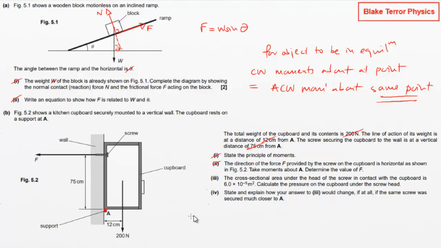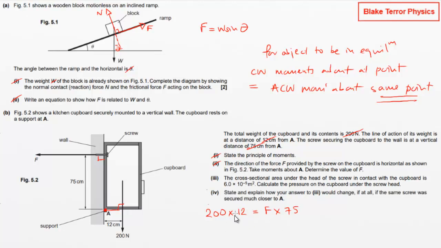So if we take moments about A, we can say that 200 multiplied by 12 is equal to F multiplied by 75. They're both in centimeters, and both of these are perpendicular. We take those distances, these are perpendicular, and that is the thing that matters when you're taking the moment. So that's going to give us the force which is applied here at the screw. So if we divide that by the area, we'll then get the pressure.